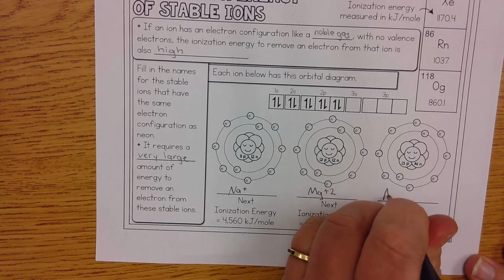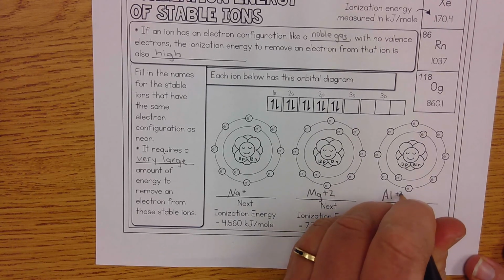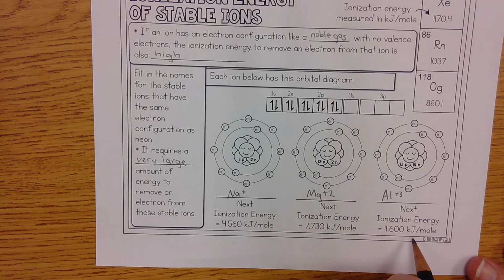Here we have aluminum. It has been our example all along, right? It's got a +3 charge, 13 protons, 10 electrons, full shells. Very difficult. Because these ions are stable, it is incredibly difficult to remove an electron.